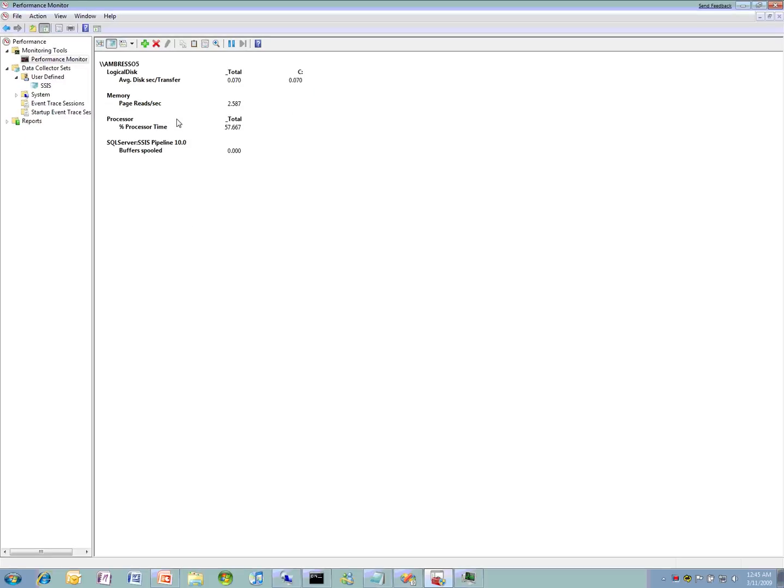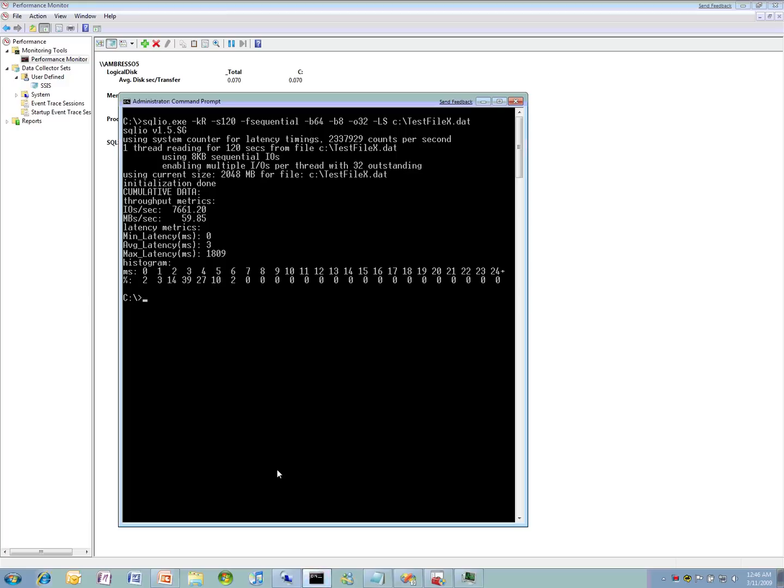Another way of showcasing this is to actually look at SQLIO. SQLIO is a very handy tool. There's actually a Pre-Deployment I/O Best Practices white paper, which is a very good paper that explains how I/O works. If you look at this, you notice that the SQLIO test actually notes the fact that I have 7,600 IOs per second and 59 megabytes per second. Okay, that's what this system is.